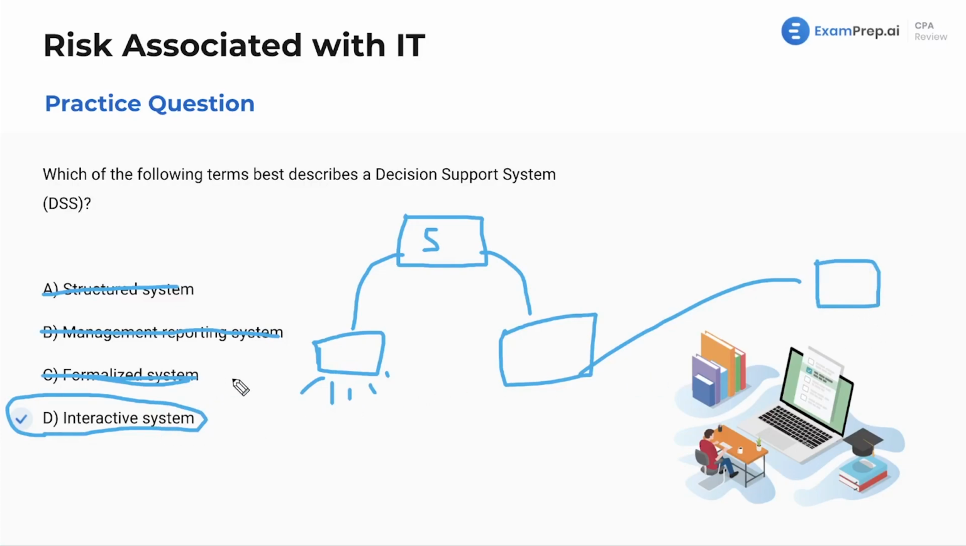So you see here, it's interactive. You might drag and drop, you might do a drop down, whatever it is, but it's an interactive system that allows you to see what would happen in each of these possible scenarios, right? What would happen if I made this decision? Best answer is letter D, interactive system.